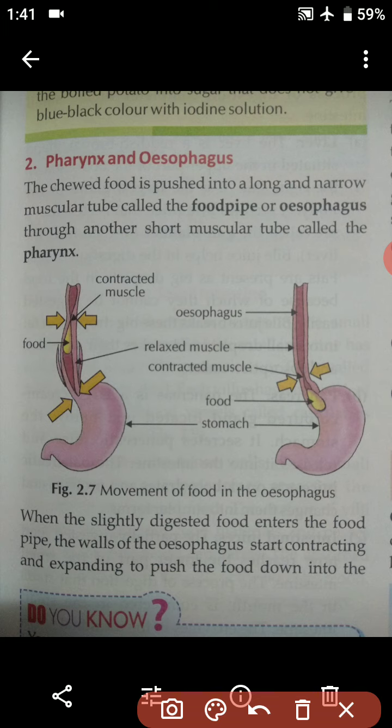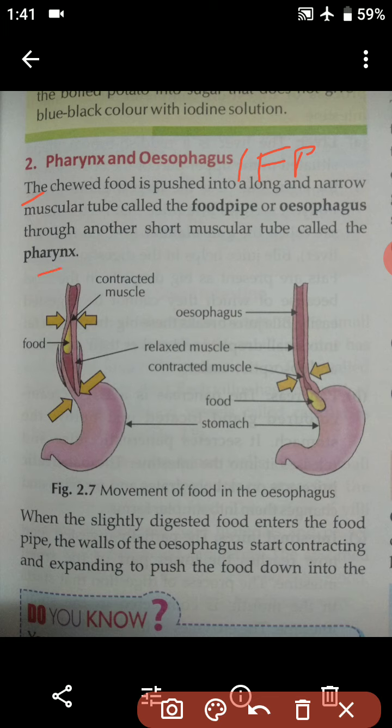So students, the esophagus is also known as the food pipe. The chewed food is pushed into a long and narrow muscular tube called the food pipe or the esophagus through another short muscular tube called the pharynx.